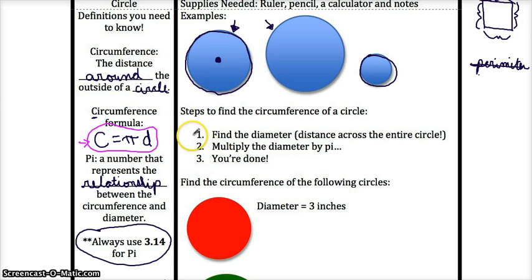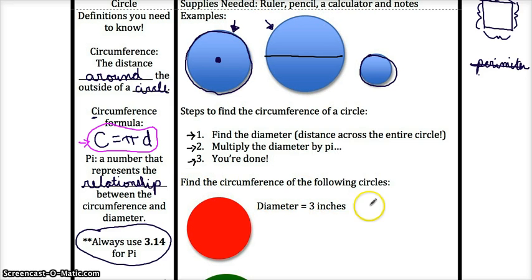The first one is to find the diameter, just the distance across the entire circle. Then next, you multiply the diameter by pi, and then you're done. That's it. Very, very simple. So again, the diameter is the distance across the entire circle, and that gives you the circumference once you multiply it by pi, and it gives you the distance all the way around the circle.